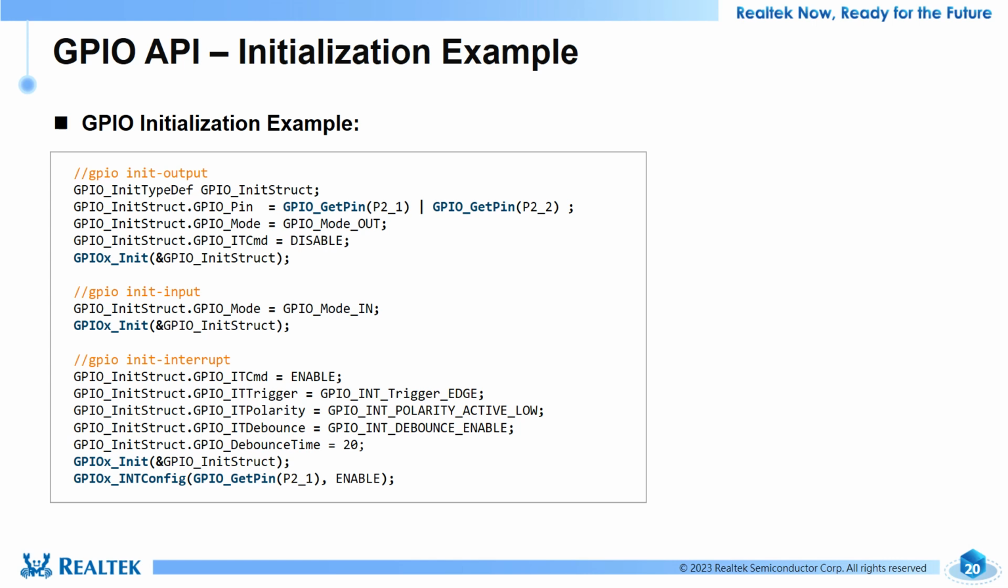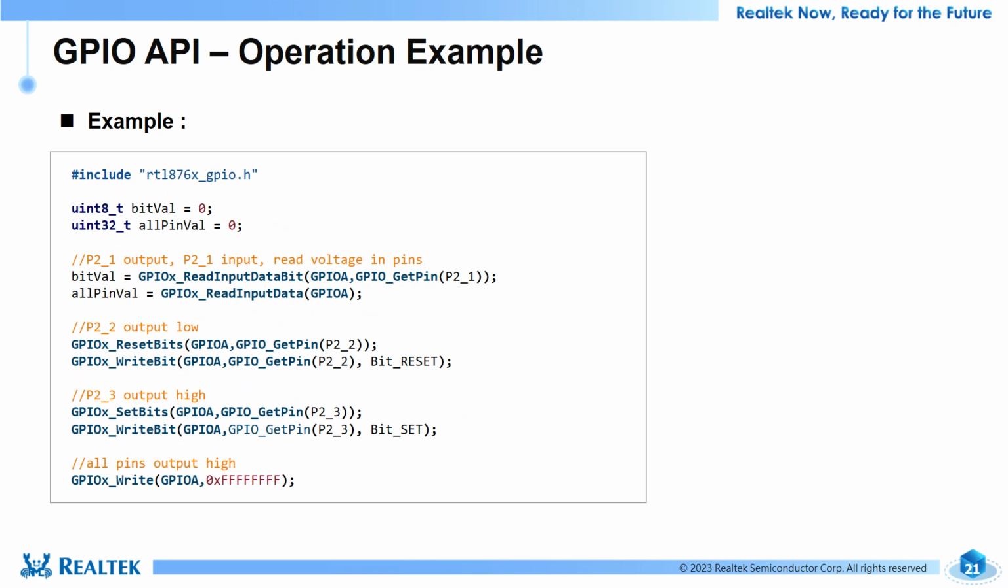Then call GPIO-X init to initialize GPIO. Call GPIO-X int config to enable GPIO interrupts. GPIO-X read input data bit and GPIO-X read input data API can read the input level of GPIO.